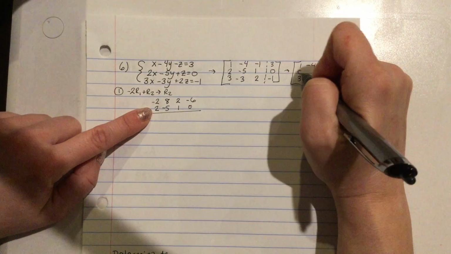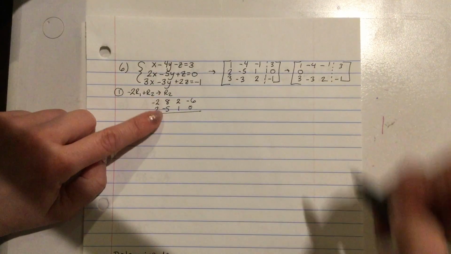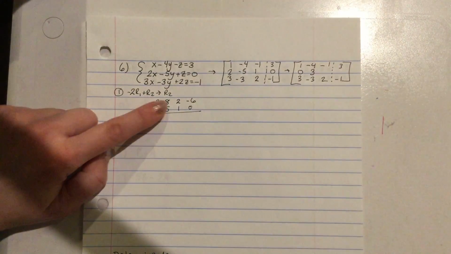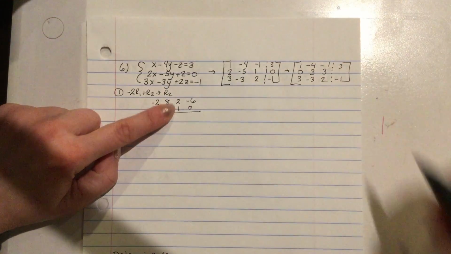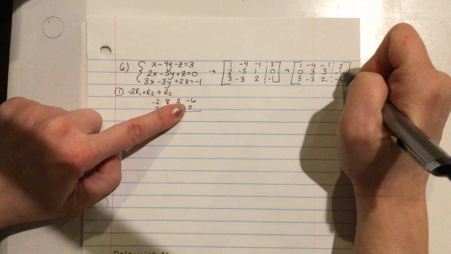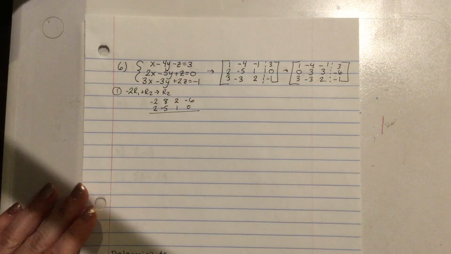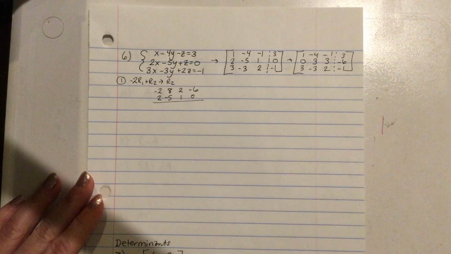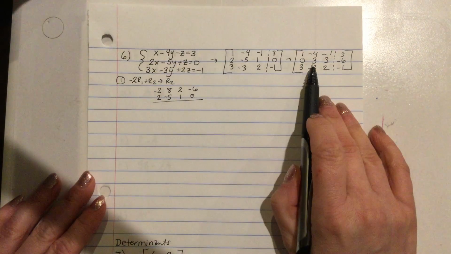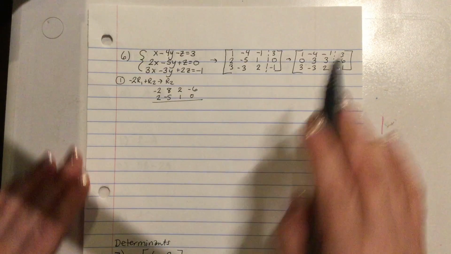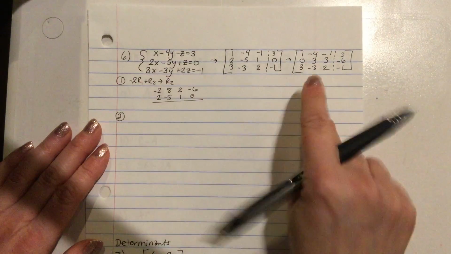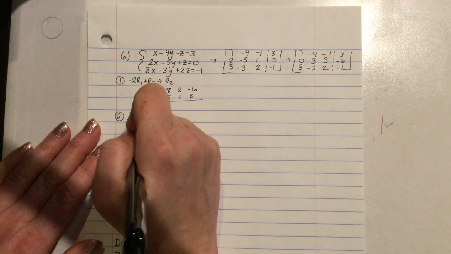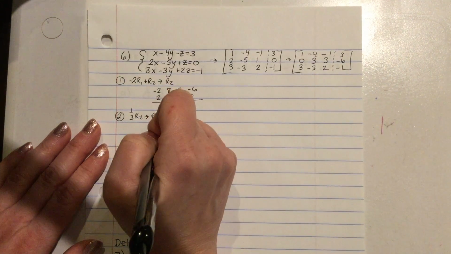Negative 2 plus 2, that's a 0. That's what we need. 8 plus a negative 5 is 3. 2 plus 1 is 3. Negative 6 plus 0 is negative 6. Okay? Just like last time, our focus right now is on row echelon form. These values are all divisible by 3. So I'm going to go ahead and complete that row 2 by saying 1/3 of row 2 is my new row 2.